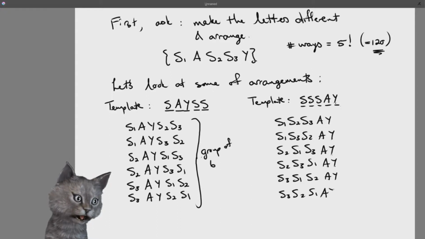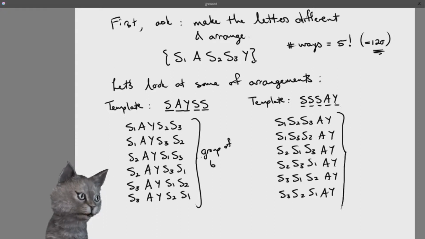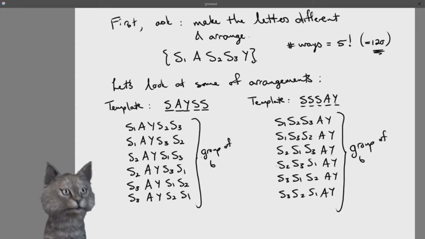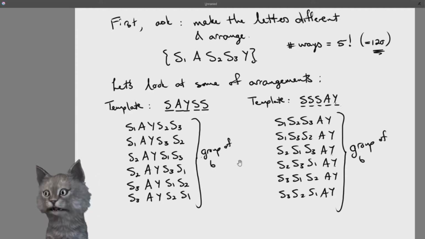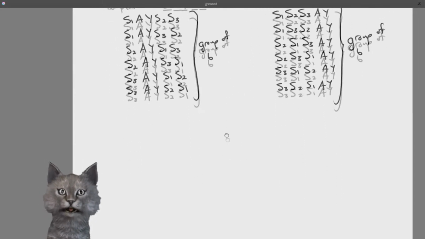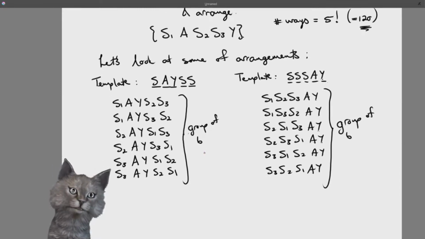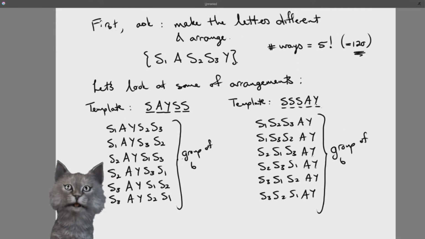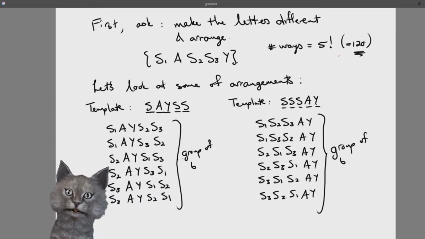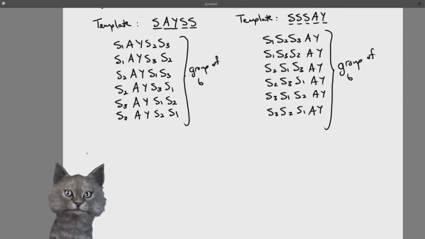S2, S1, AY. So again, we get a grouping of 6. Now, let's think about this for just a second as I check how much space I have. Ooh, I have lots of space. Yay! How do I relate this 120 to my actual question?